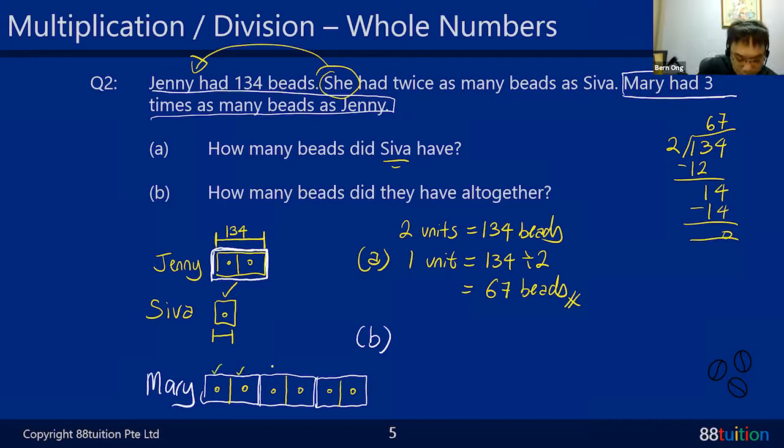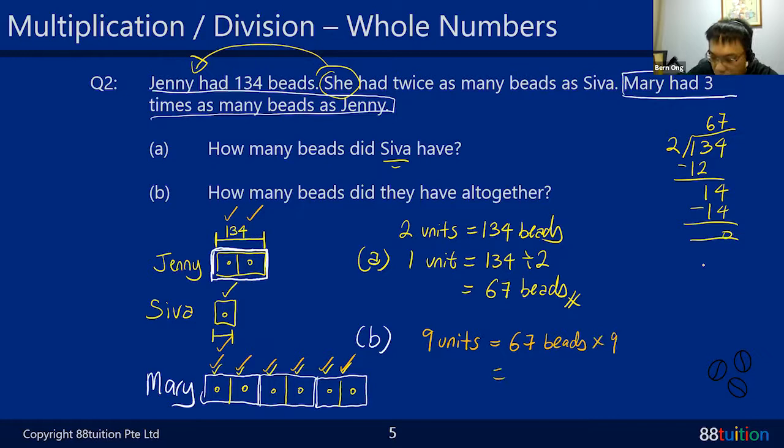Eh, question is looking for what? All together got how many units? All together you count lah. Down here got 1 unit, 2 unit, 3 unit, 4, 5, 6, 7, 8, 9. All together means 9 units, no? Just find your 9 units will do. Okay? So 9 units, you can take 67 beats times 9. 67 beats times 9, and you can do your calculation.